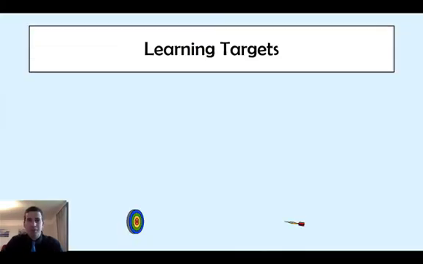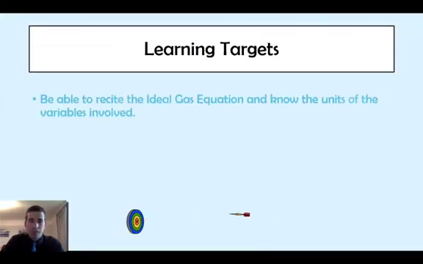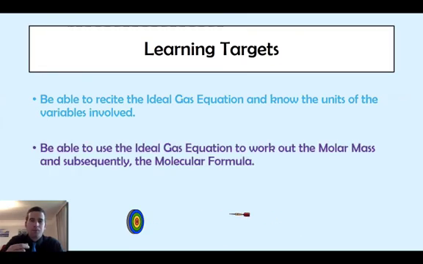So now hopefully you should be aware of the ideal gas equation. Remember, you need to learn this off by heart, including all the different components and the units used. And you should be able to use this equation to work out molar mass and subsequently the molecular formula.